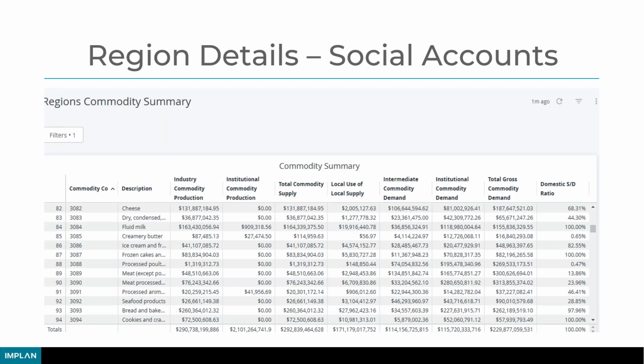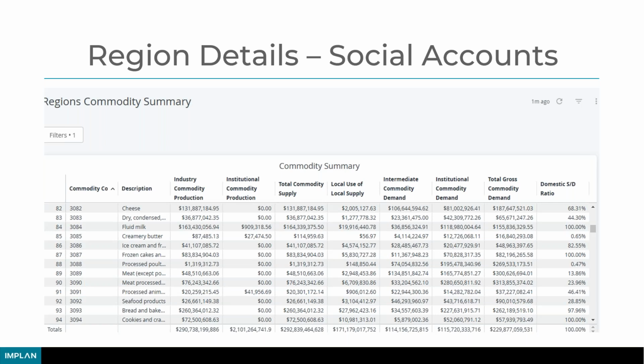The next step is commodity demand. So in other words, intermediate commodity demand is looking at how much cheese is demanded by other industries in the region. So we're looking at $106 million. There's institutional commodity demand. So institutional entities demand to consume cheese, and that gives us $187 million in total gross commodity demand.